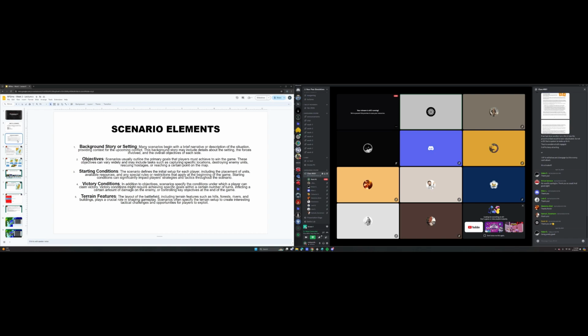Terrain features is simply giving them a visualization of the scenario. So that might just be a picture that you did in Paint, or it might be a military style map with some icons on it. But either way, it's a way for you to basically paint those terrain features to the player. Are there any questions so far before I go into the examples?